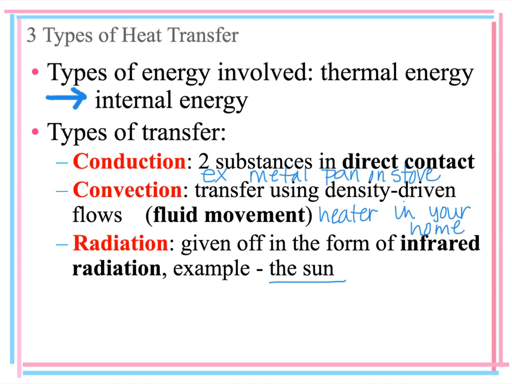Convection is the transfer using density-driven flows, which would be in fluids, and recall that fluids are liquids and gases. An example of that is a heater in your home, because the warm air is being blown out and it mixes with the cold air, and because of the difference in density between the warm and the cold, it mixes and it actually warms your home. And then of course the third type is the sun.